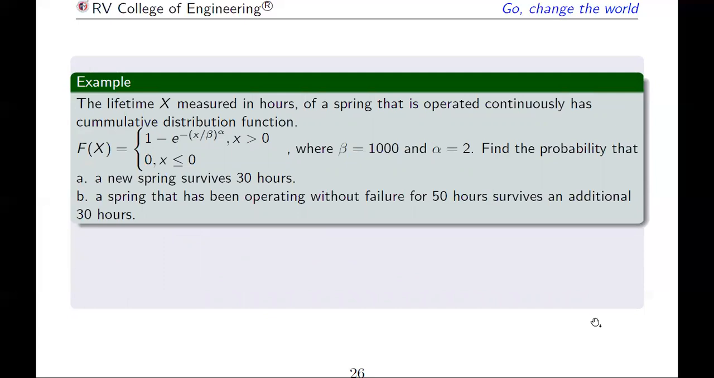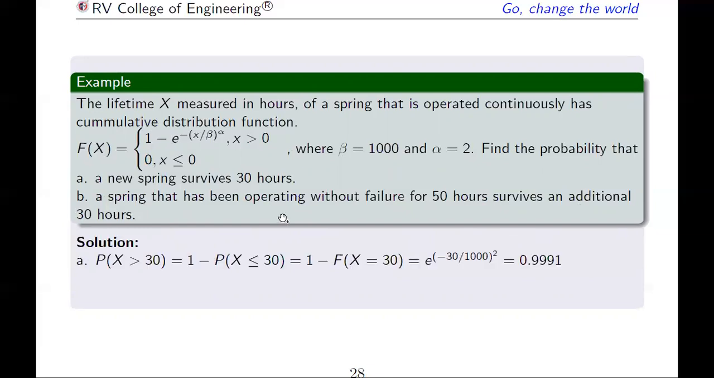Next, we will consider the example where X represents the lifetime, measured in hours, of a spring that is operated continuously, which has a cumulative distribution function F of x equals 1 minus e to the power of minus (x by beta) to the power of alpha, where beta is 1000 and alpha equals 2. You are asked to find the probability of survival of a spring for more than 30 hours, and the probability that a spring which has been operated for 50 hours will survive an additional 30 hours. That means we are asked to find the survival of the spring beyond 80 hours.